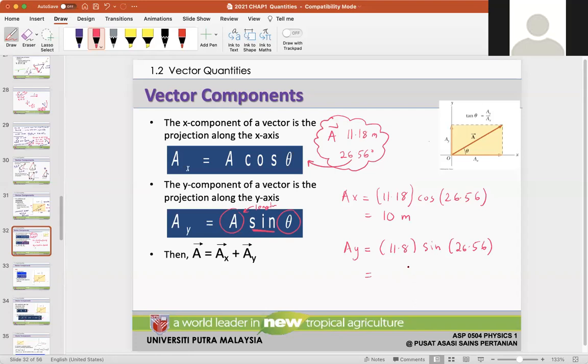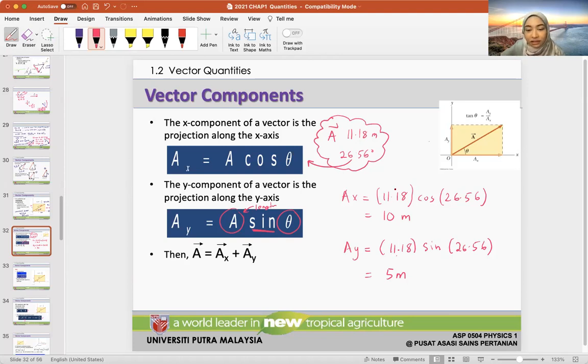5.27. AY equal 5. 5.3, 5.27. Oh, jauh juga. 11.8 or 11.18 for the A, doctor? 7.18. Sorry. Tertinggal. Okay, lagi sekali. 11.18. Dapat 5. Patutnya lah kan? Times sine. Dapat 5. Okay, sorry. Tertinggal satu.